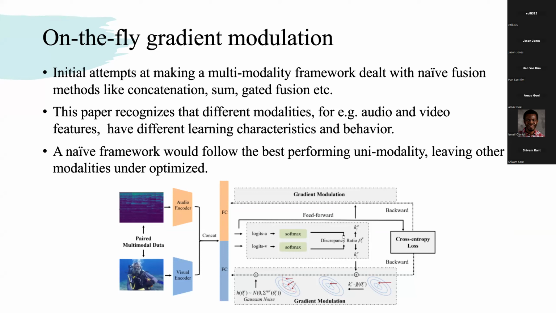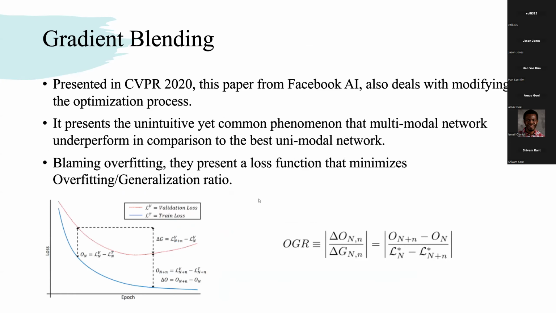So what this paper did was it got a discrepancy ratio in each epoch, which calculated how well each of these performed. With that ratio, it changed the modulation so that the one which is underperforming is given more time to speed up and catch on with the one that is best performing.